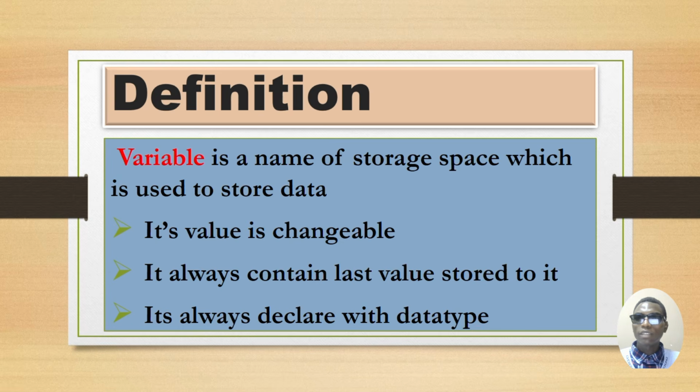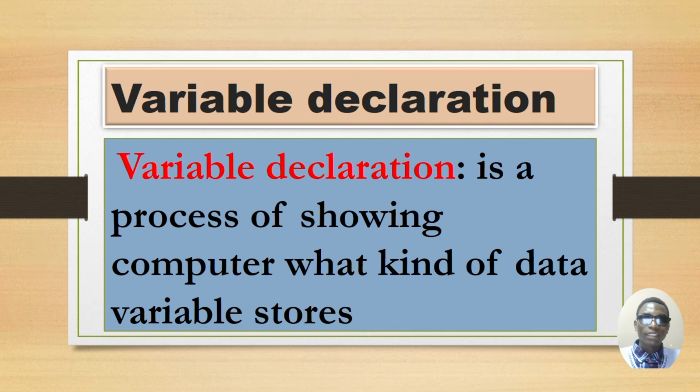Do you see? Then it's always declared with a data type. To make a variable declaration, you should use a data type. Let us see how you can make a variable declaration. When we say variable declaration, it is just the process of showing the computer what kind of data the variable stores. What kind of data this variable will store and be used for is what we call variable declaration.